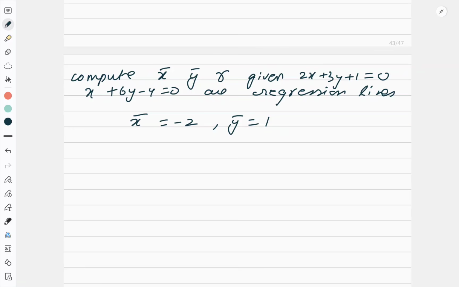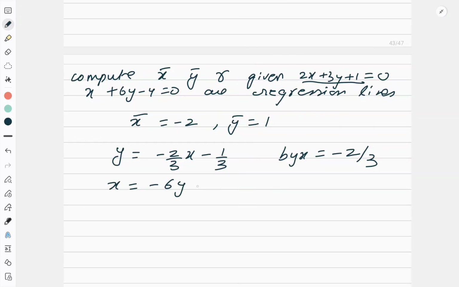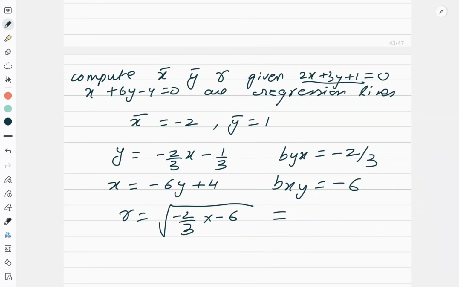Right? Now if I look at the first equation, y is equal to minus 2 by 3 x minus 1 by 3. So byx is equal to minus 2 by 3. Same way, from the second equation, x is equal to minus 6y plus 4. So bxy is equal to minus 6. So what is the value of r? r is equal to minus 2 by 3 into minus 6. So 3 ones are 3, twos are, so it will become 4, so r is 2.